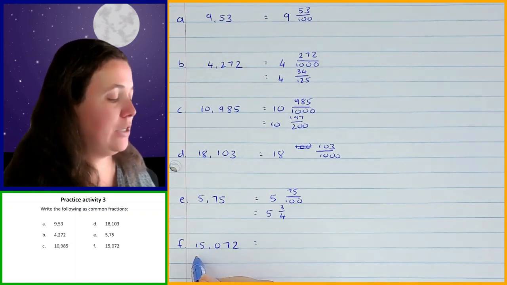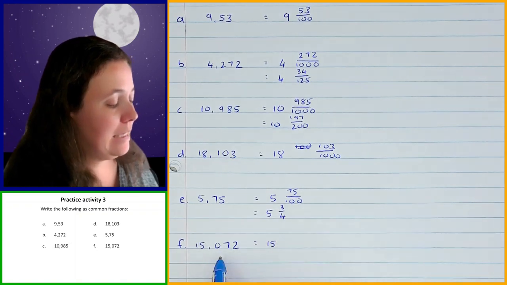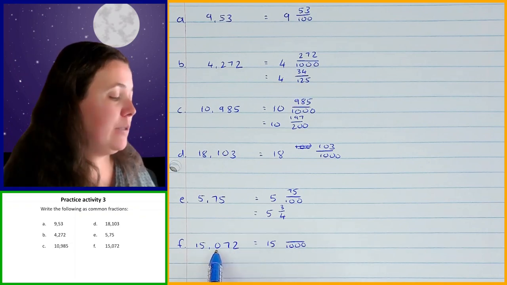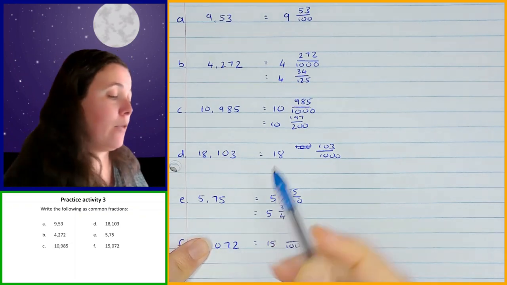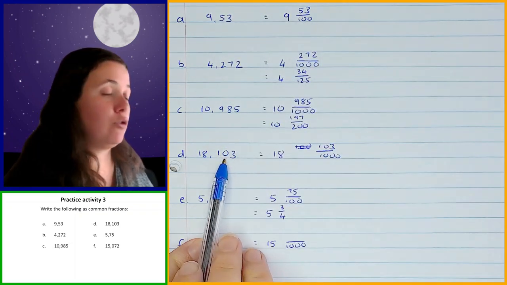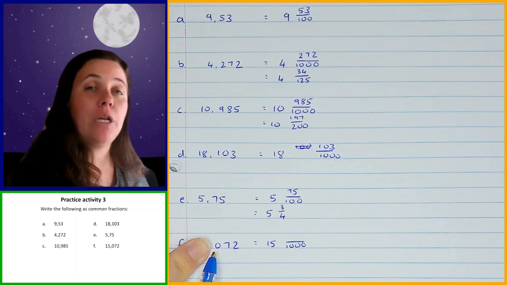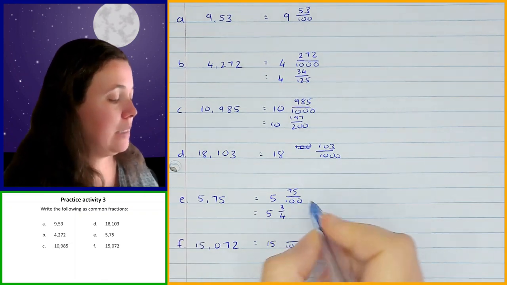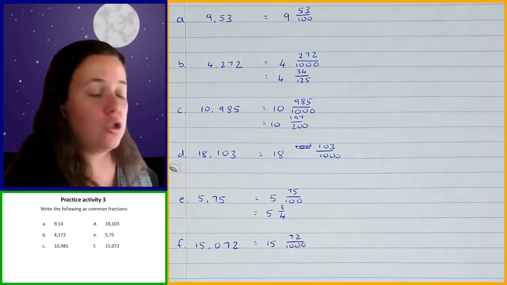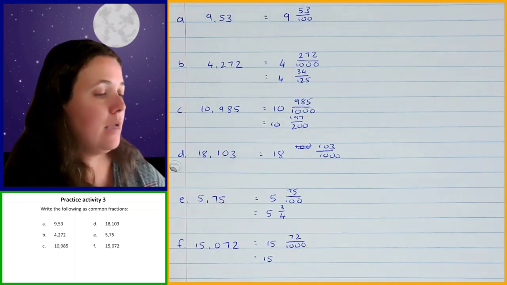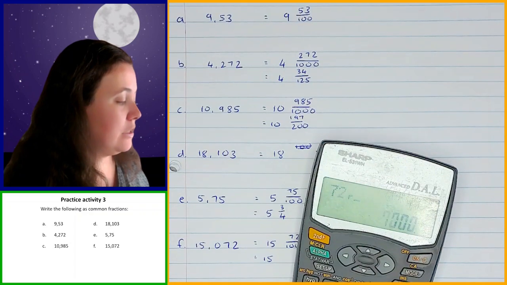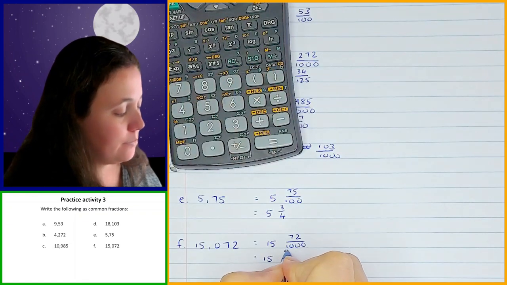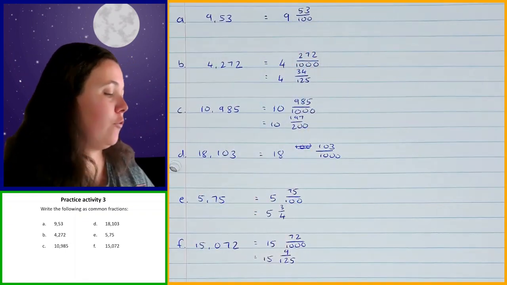Okay, and then the last one, 15.072, I've got 15 and something over 1,000 because this is in the thousandths position. Now over here, I've got a 0. All of the other ones over here, I had no zeros except for this one, which was between digits. I had to write that 0. This one, I don't need to write the 0 because it's before the other digits in the fractional part of my number. So I don't need to worry about the 0. I can just write 72. And that I'm going to simplify. So 72 over 1,000 gives me 9 over 125. And that's what you should have got for question F.